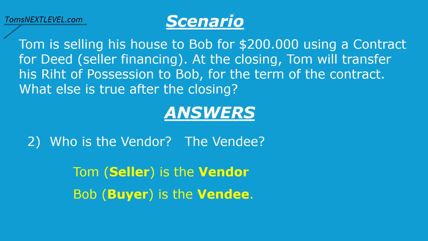Answer to question number 2, identifying the 2 parties, the vendor and the vendee. Tom, the seller, is the vendor. Bob is the vendee. Remember, the ORs are the givers. Tom gives the contract for deed to Bob. Bob receives the contract for deed. So Bob is the vendee. Just so important you know your ORs and EEs throughout all of your required material.